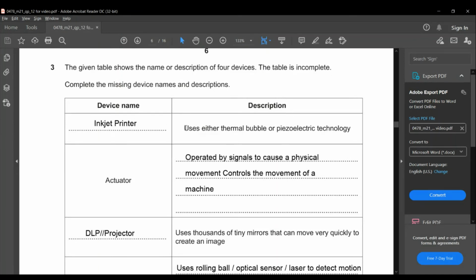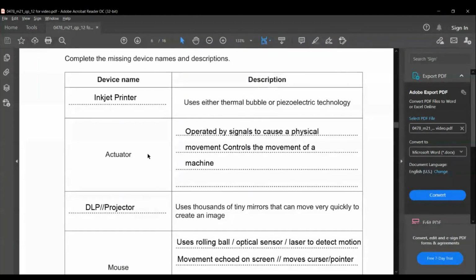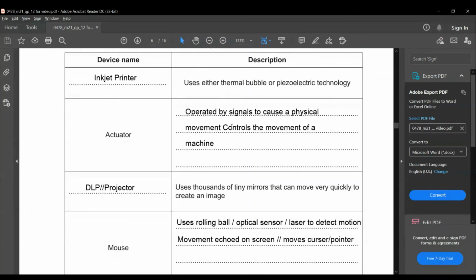The description is: uses either thermal bubble or piezoelectric technology. This should be inkjet printer. These are under the forms of thermal bubble and piezoelectric. If you haven't studied the 5th chapter yet, check out the channel for the 5th chapter explanatory video. The next device name is actuator. The description of this device is: operated by signals to cause a physical movement, controls the movement of a machine.